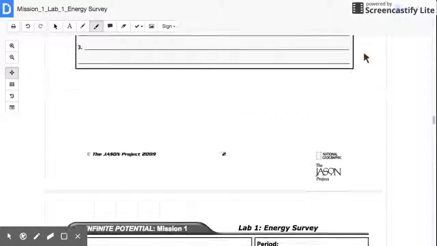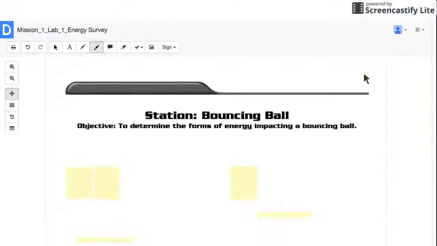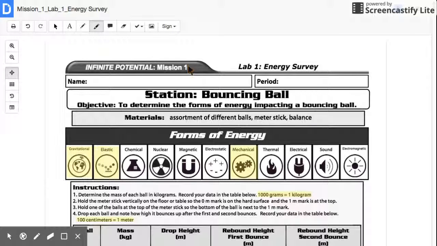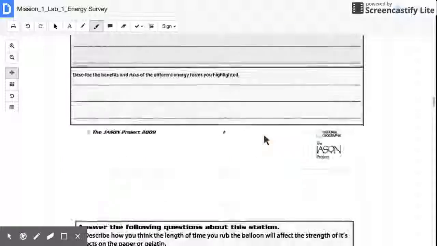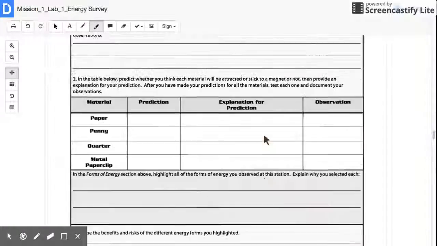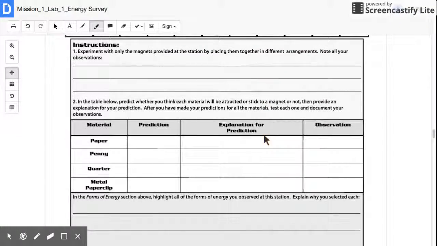So specific safety details we'll go over in class. But really for this lab, just make sure that you are familiar with the different forms of energy and that you have filled out the data table for the magnet. All right? Okay, that's it for this pre-lab. We'll see you in class to do the lab soon.